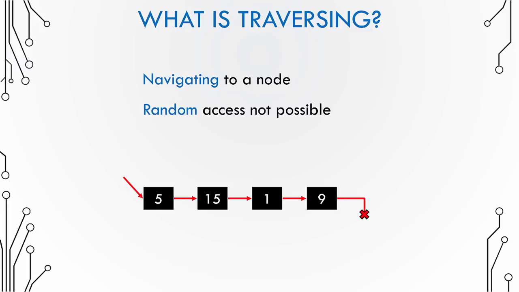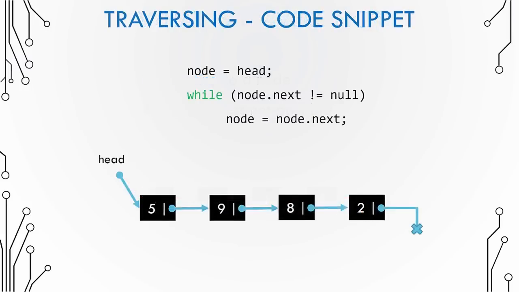Now it's not necessary to always go to the last node. So you might have a logic where you check the value of each node and then stop when you get the desired value. Now let us see a code snippet and try to understand how this traversing mechanism works.